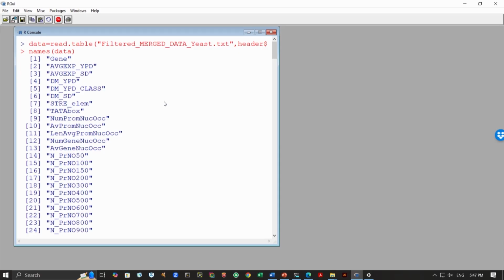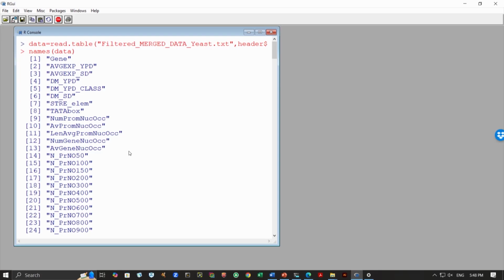So, these DM values can take positive values as well as negative values. Negative values would mean low variation. Then following that, after this sixth column, you have a lot of features that are trying to predict the average expression and the heterogeneity measure. So, that is the idea of this data.